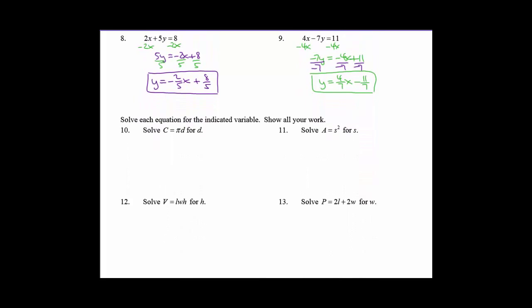Next, we're going to look at how you isolate a variable in equations that actually have no numbers, or they have multiple variables, more than just x and y. So let's take a look at number 10. Number 10 says c equals pi times d, and it says to solve that for d. That means we want to end up with d equals. So to get d by itself, I'm going to have to divide both sides by the pi. Since d is multiplied by pi, it makes sense that to solve I have to divide by the pi. So c divided by pi makes d. And that is the answer to number 10.